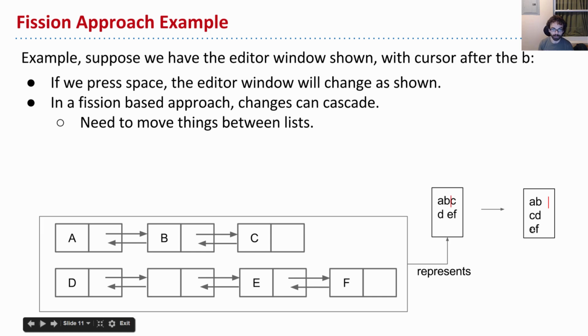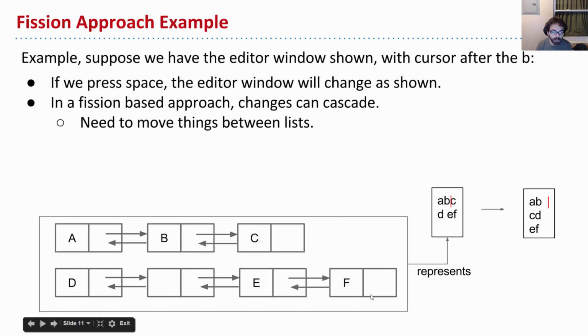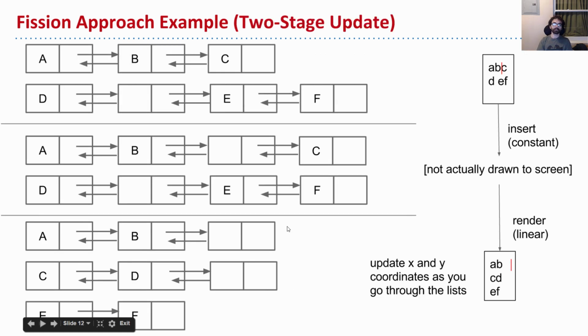So in a fission-based approach, when you press space, changes can cascade, right? You need to move things between different lists. And that doesn't happen in the augmentation approach, because in that data structure you'd just be adding a space in the middle and updating whatever this thing is. But in the fission-based approach, you're going to have these cascading changes all the way down.